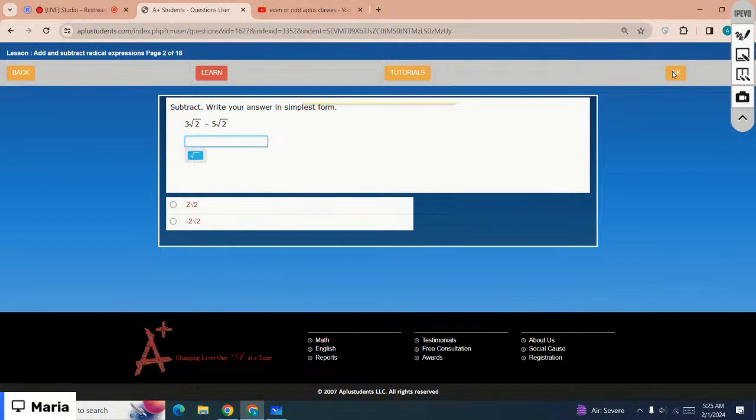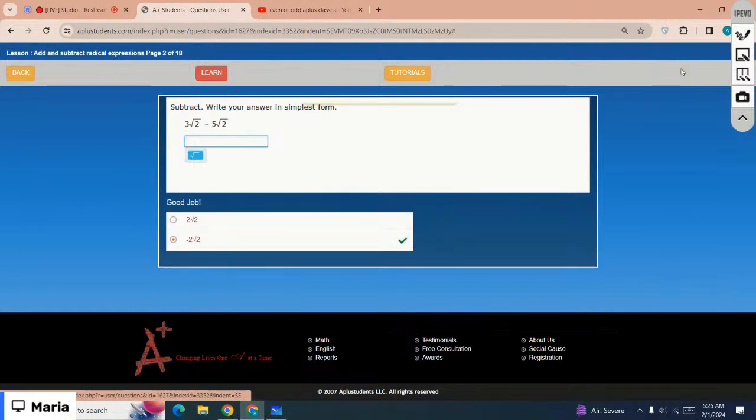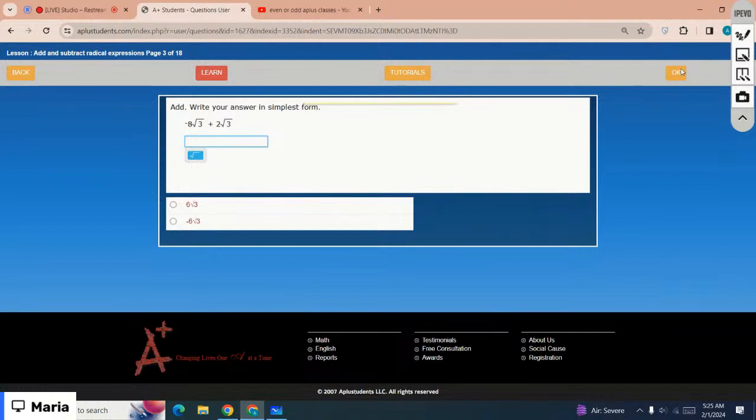The correct option is negative 2 square root 2. Option number 2 is the correct option. Very good. The next one is add negative 8 square root 3 plus 2 square root 3, which is the correct option.